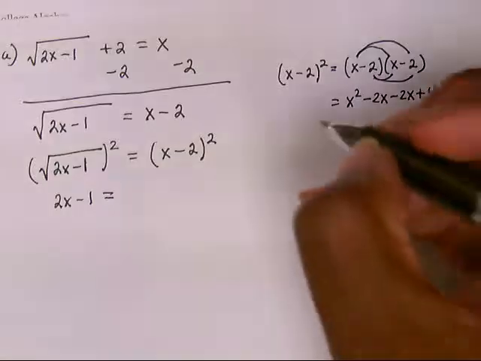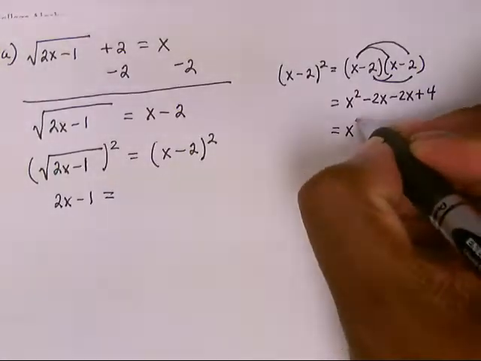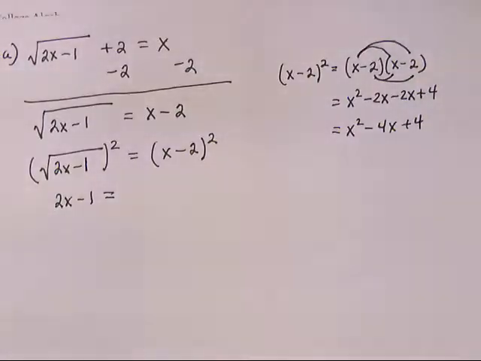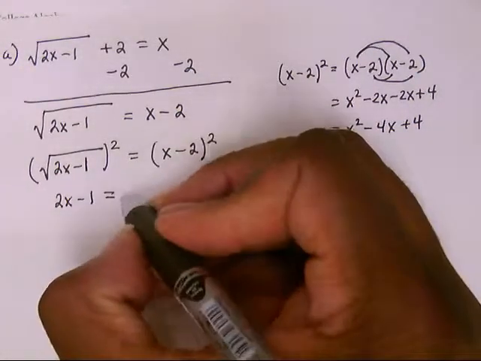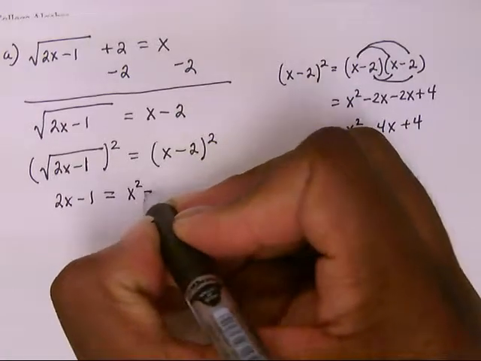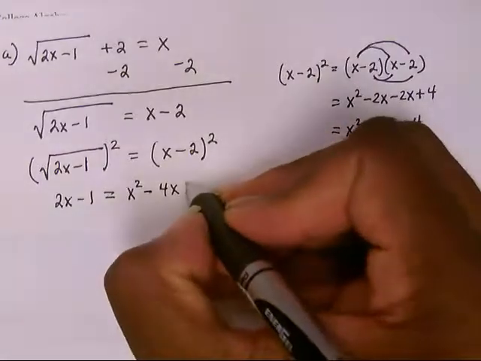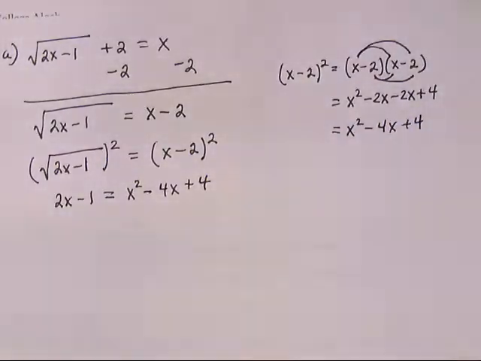And then from here we just combine the two middle terms. You got x squared minus 4x plus 4. That's what x minus 2 quantity squared will be. So here, I got x squared minus 4x plus 4, that goes here. That's equal to 2x minus 1.